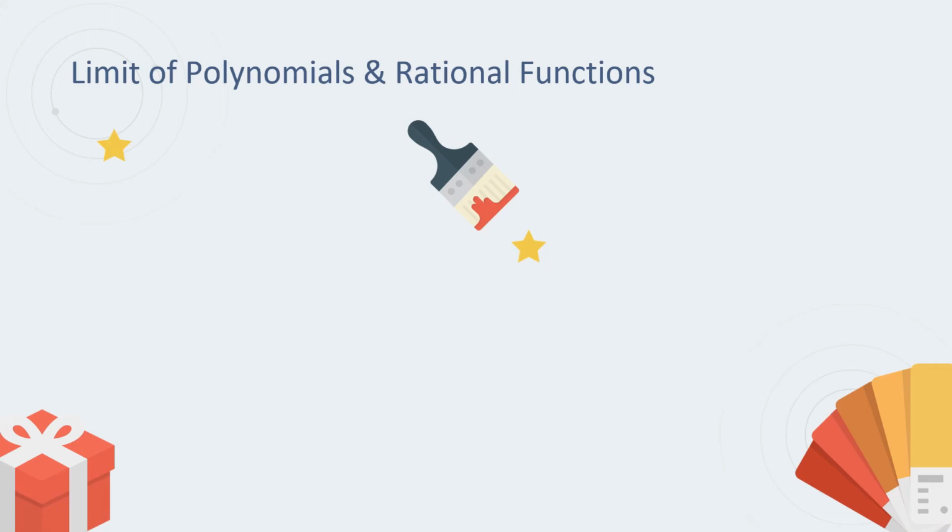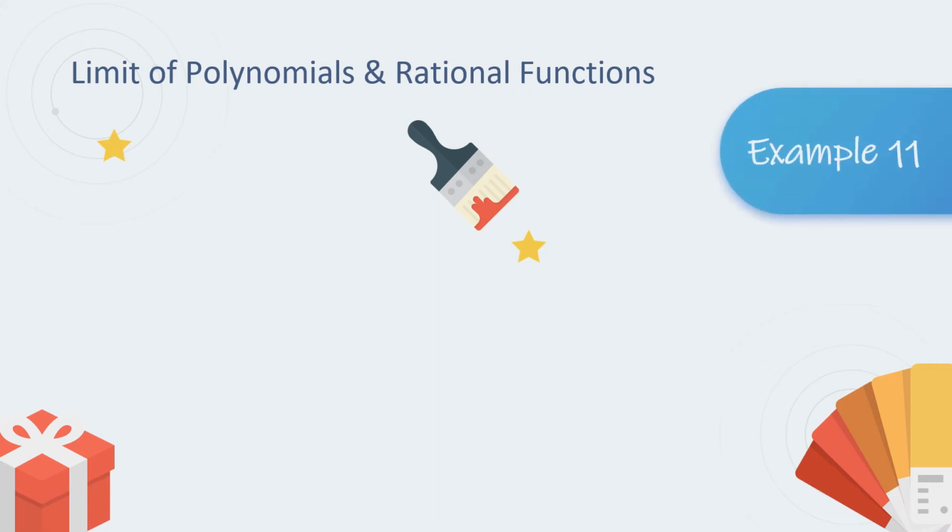A polynomial is an expression consisting of variables, also called indeterminates, and coefficients, that involves only the operations of addition, subtraction, multiplication, and non-negative integer exponents of variables. A rational function is any function which can be written as the ratio of two polynomial functions, where the polynomial in the denominator is not equal to 0.